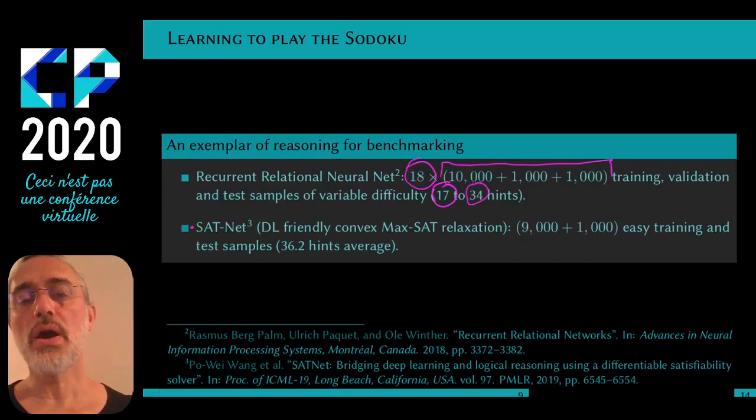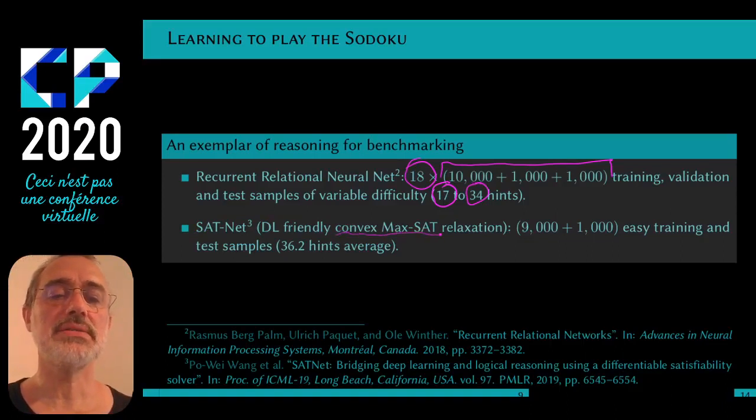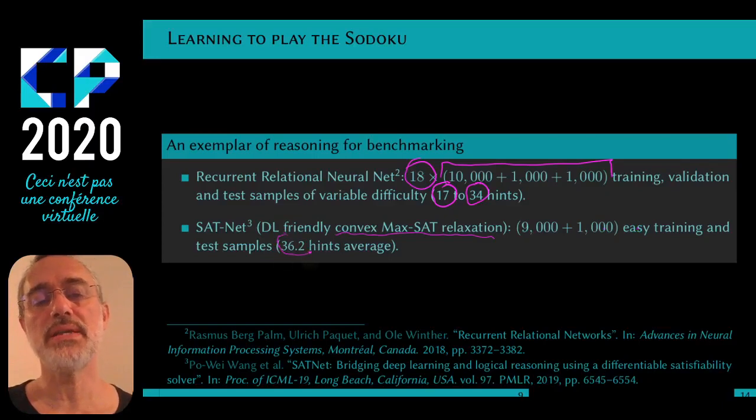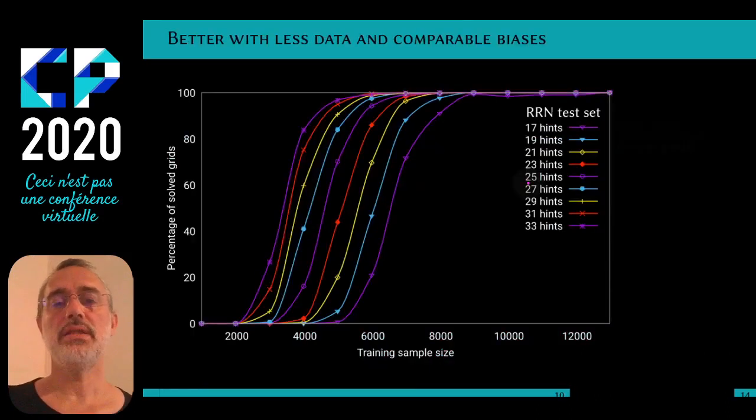SatNet is a more recent, deep learning friendly, differentiable approach that relies on a convex relaxation, also a MaxSAT relaxation. It uses its own training and test set, and they come from a website with very easy instances because the average number of pre-assigned cells is 36.2. So it's much simpler. And we use both test sets to compare either with RRN or SatNet.